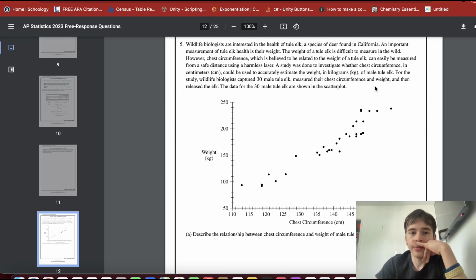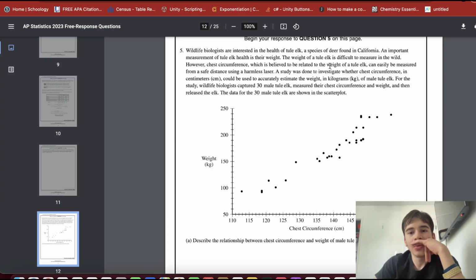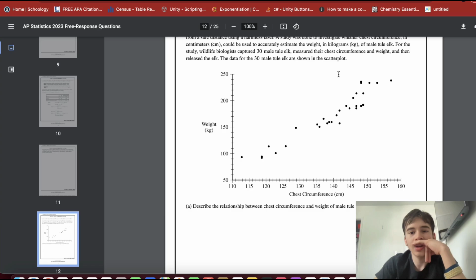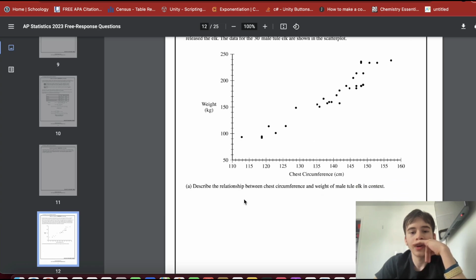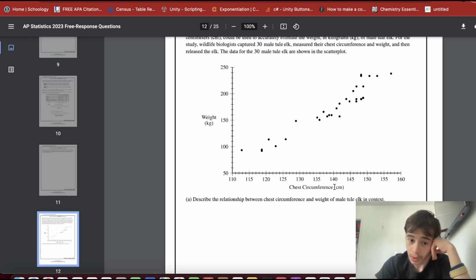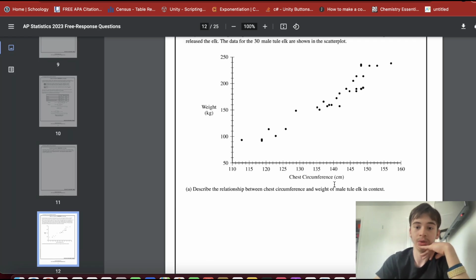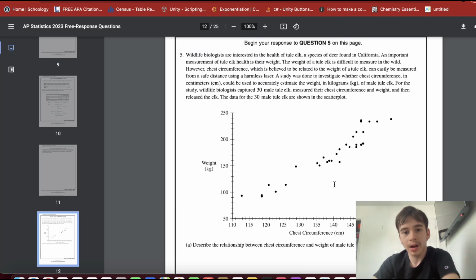Okay, a little bit of different material. Wildlife: species of elk in California. The weight of tule elk is difficult to measure in the wild. Chest circumference is working. Okay. Describe the relationship between chest circumference and weight of the male tule elk in context. So what you would say is the relationship, or the association, between chest circumference and weight of male tule elk in captured 30 male tule elk in California, I guess.